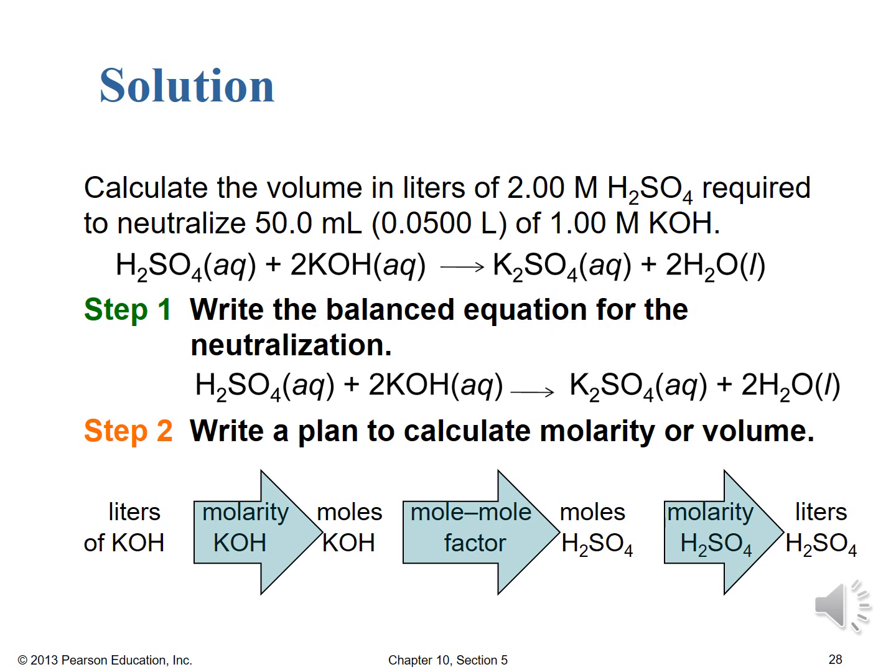So we're ready for step 2 now, to write our plan to calculate molarity or volume. In this case, we're actually looking for volume, which is different from the one we worked together. So hopefully that didn't throw you for too much of a loop. We're still going to start with the liters of the KOH, which, instead of sodium hydroxide from our example, is potassium hydroxide here, but they're very similar. We'll multiply the liters by the molarity of the KOH to get moles of KOH. Mole factor: it takes 2 moles of KOH to react with every 1 mole of H2SO4, so we'll have to consider that to find our moles of H2SO4. Finally, we're given the molarity of H2SO4 as 2.00 molar, so we'll use that molarity to find the liters of H2SO4.